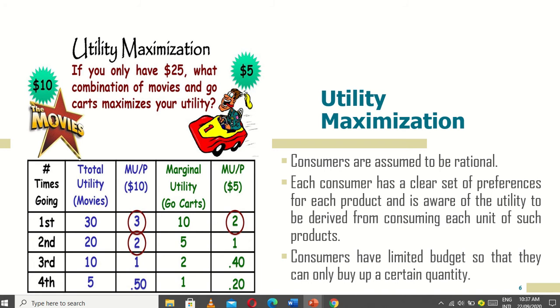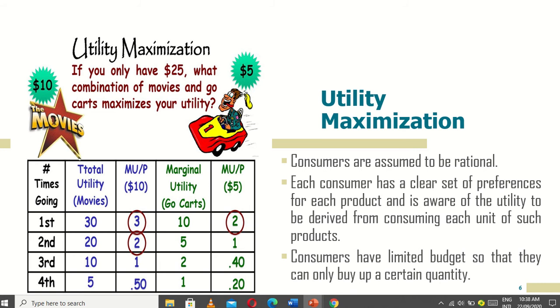When you say utility maximization, from the word maximization, you're going to maximize. If you only have $25, what combination of movies and go-karts maximizes your utility? Probably you can watch movies 2 times, as you can see, first and second movie, and go-karts 1 time. Example of utility maximization: if you have 50 pesos, what can you buy with your 50 pesos, knowing that you're going to maximize your 50 pesos.